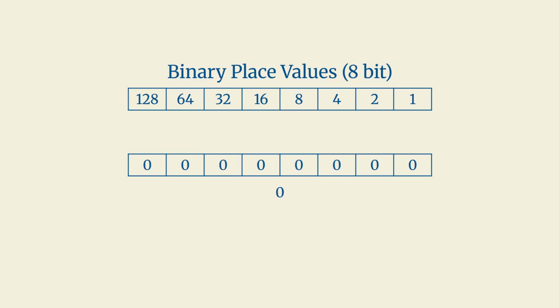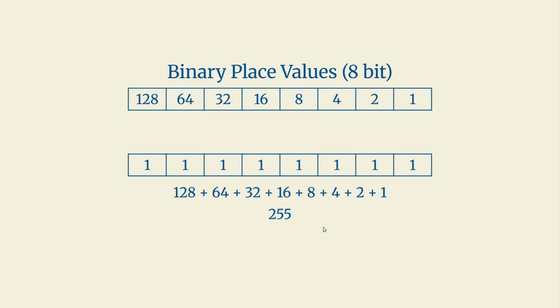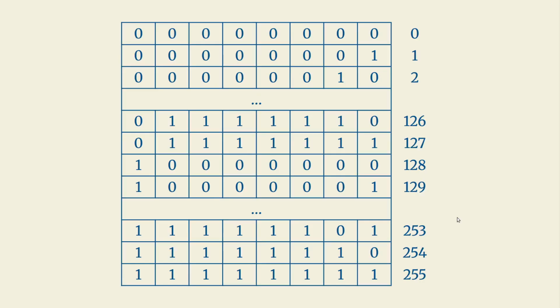If we want to represent the smallest possible binary value, we could just put zeros in each of the bits, and that would give us a value of 0. If we wanted to represent the largest possible 8-bit binary value, then we can put a 1 in each of our bits, and that would give us a total of 255. Here we have a table which shows all of the possible bit patterns for 8-bit binary numbers. We can see that our smallest value is 0, and our largest value is 255. A major limitation of this system, however, is that we have no way of representing negative numbers.